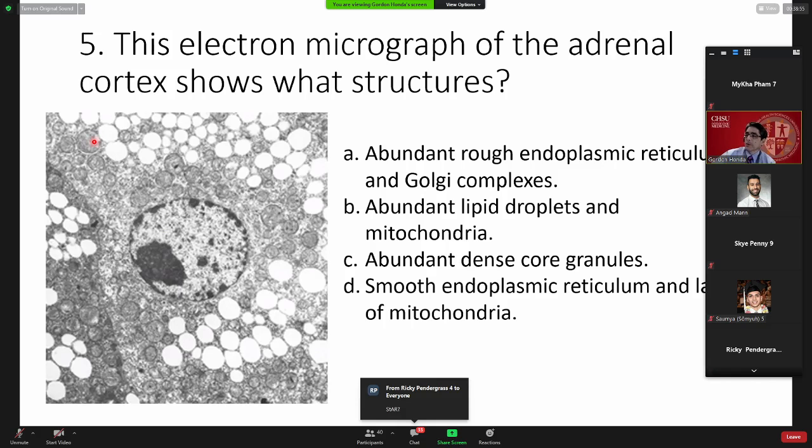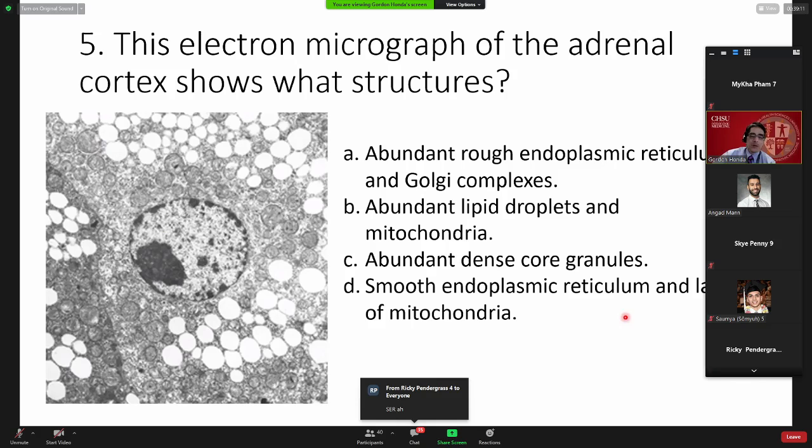Group 9, you're not off the hook yet. STAR or ACTH? No, I'm talking about organelle. Oh, sorry. Endoplasmic reticulum. Yeah, smooth endoplasmic reticulum.